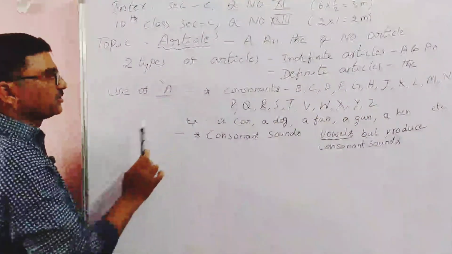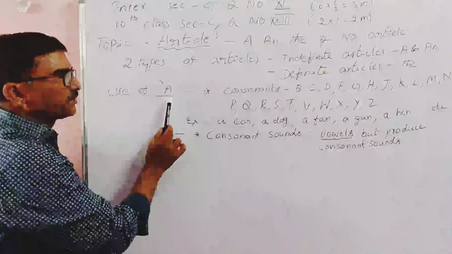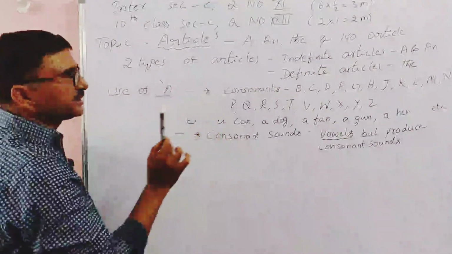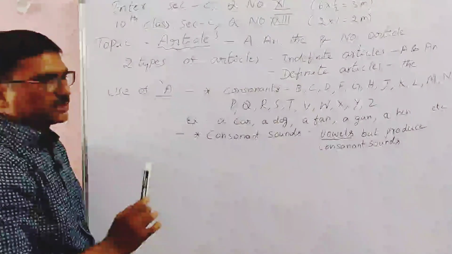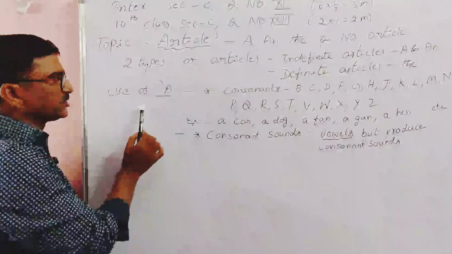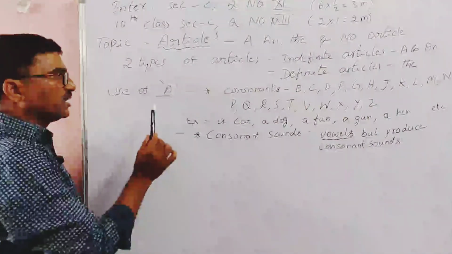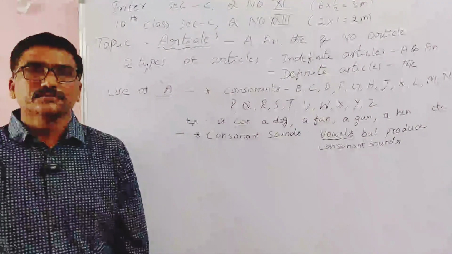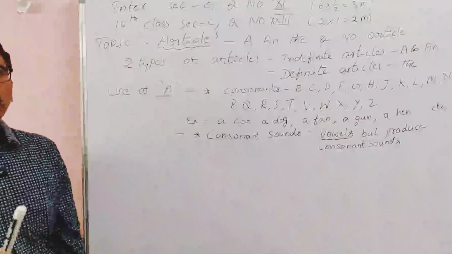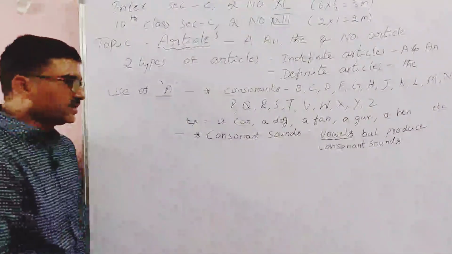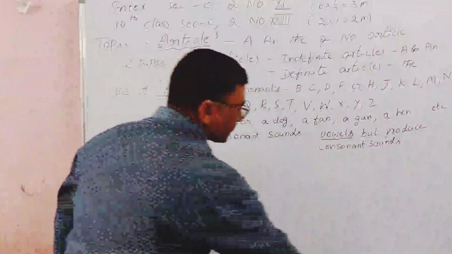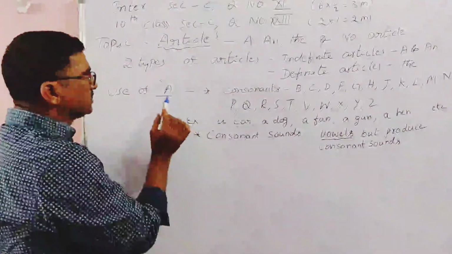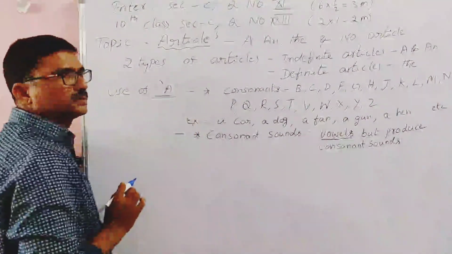Now let us see one by one the use of article a. A is an article, an is an article, the is also an article. So first we see the use of article a. Article a is used with consonants. What are the consonants? If you have that question in your mind, I will give you the clarification here.